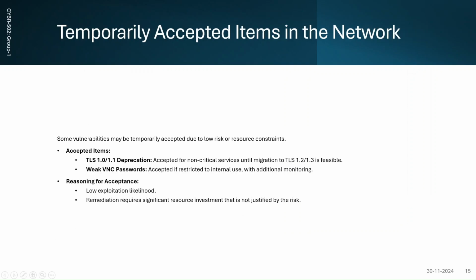Not every vulnerability can be resolved immediately. Some low risk issues are temporarily accepted due to resource constraints. For instance, we have temporarily accepted TLS 1.0 or 1.1 for non-critical services, while planning the migration to TLS 1.2 or above. Similarly, weak VNC passwords are accepted for internal systems backed by close monitoring. Why accept these risks? The likelihood of exploitation is low and remediation demands resources that outweigh the current risk. These are temporary measures and we are actively working on permanent fixes while ensuring continuous monitoring and security.